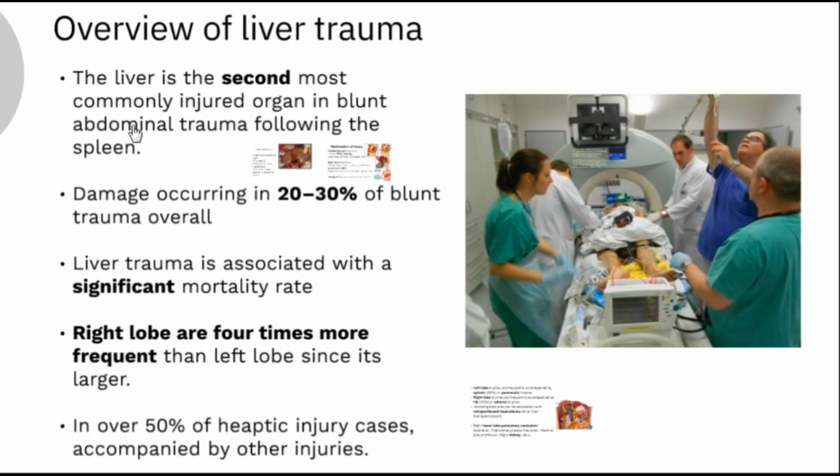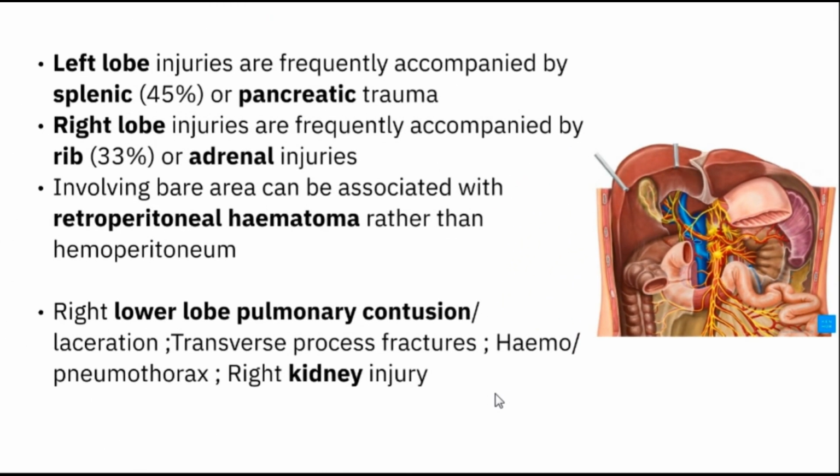And so we say that it's the second most common cause, and 20 to 30% of overall blunt abdominal trauma will include liver trauma, and usually they carry a significant mortality rate. And of course, size-wise, the right lobe is bigger, so it makes sense that it is 4 times more frequently injured than the left lobe. Also, one of the reasons why it carries a significant mortality rate is that over 50% of those hepatic injury cases are accompanied by other intra-abdominal organ injuries.